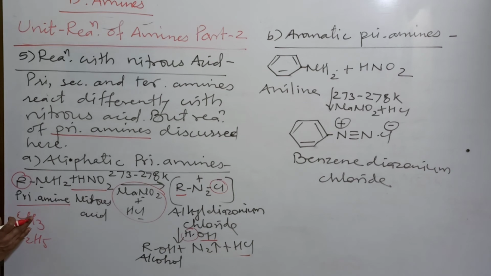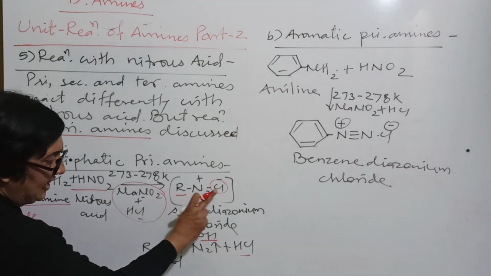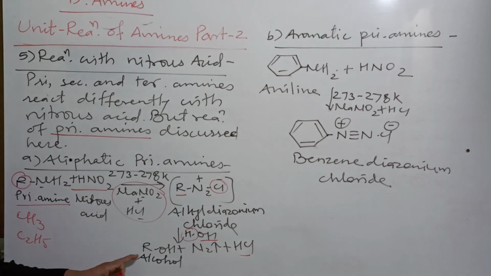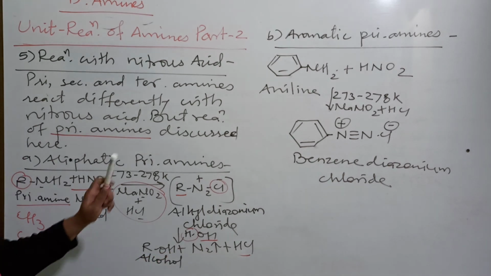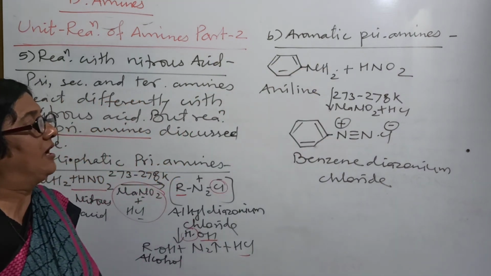And write down different examples like methylamine, ethylamine. So here in place of alkyl, methyl diazonium chloride, ethyl diazonium chloride, and here methyl alcohol, ethyl alcohol, etc. are coming. So the second reaction is aromatic primary amines.